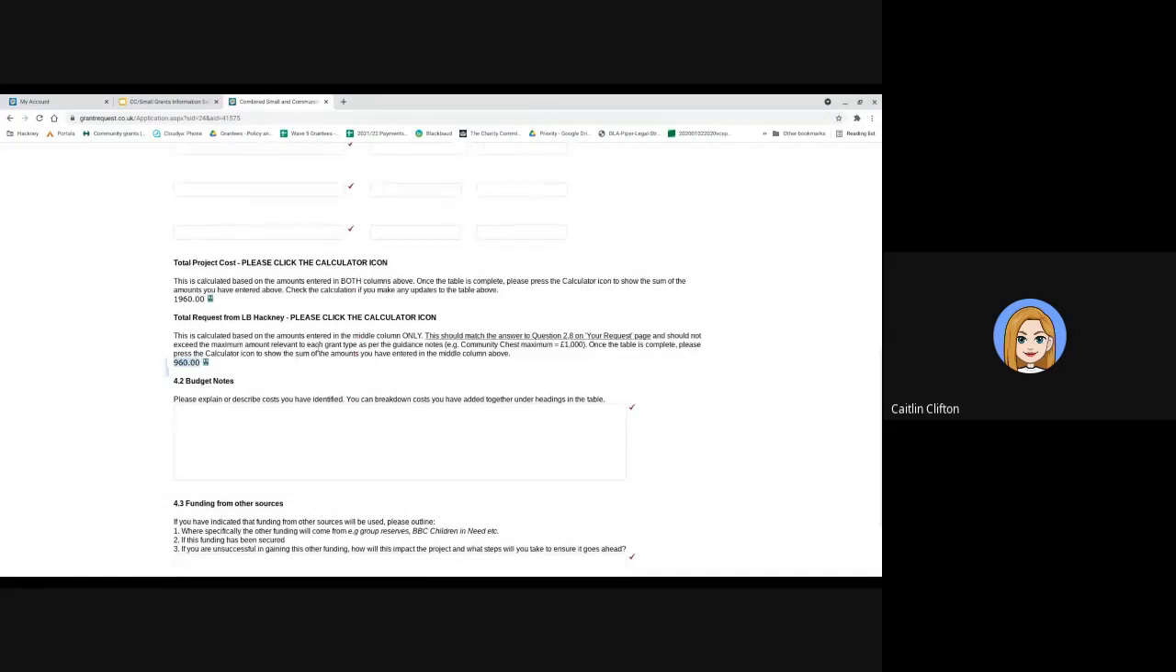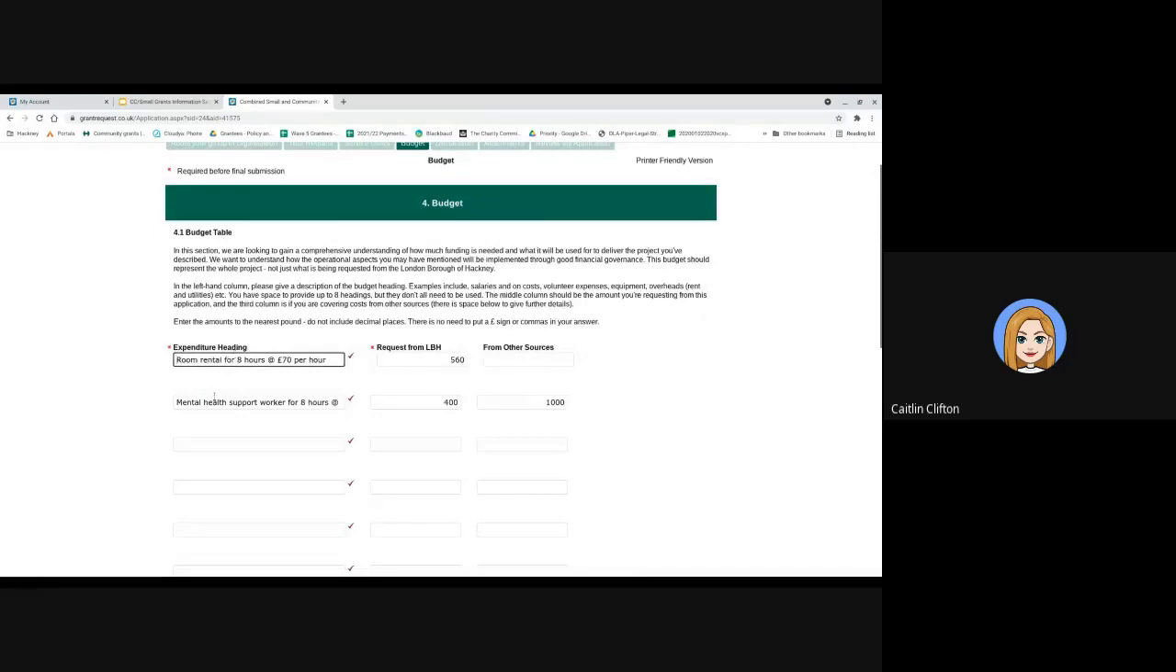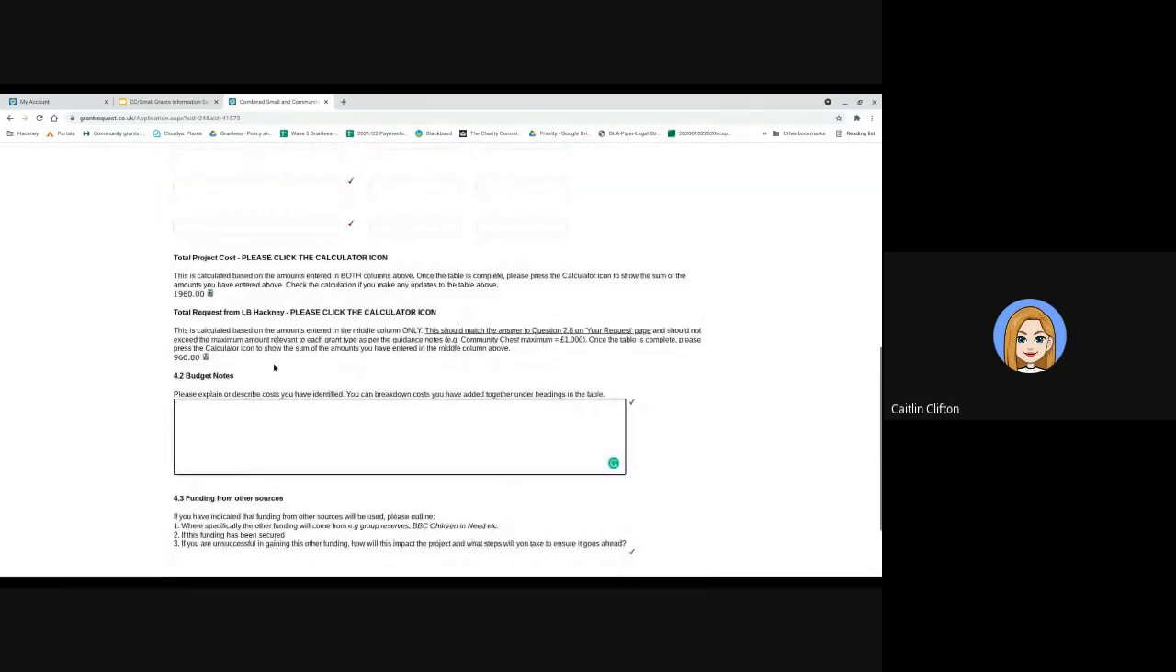So if I've selected community chest, I know that when assessors read my application, they're going to clearly see that it costs a little bit more, but that I've read and understood the guidance, and I know I can only apply for £960. We also have a budget notes section here. So if you run out of words in here, feel free to go down there and explain in more detail any of those items.